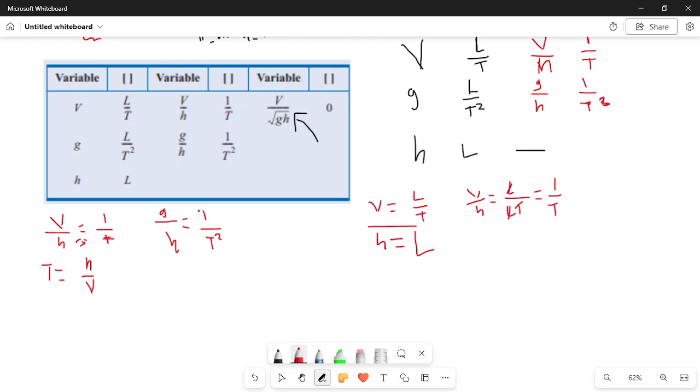Now, if you want to cancel this t square here, what do you do? You need to multiply this expression by t square. Do you agree? So now, what does it mean? It means the expression g over h here will also be multiplied. This is t. What is t square in this case? T square is h over v square.